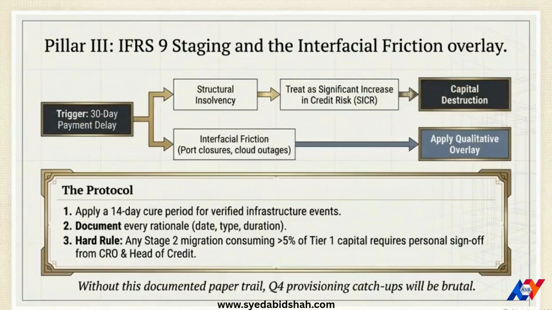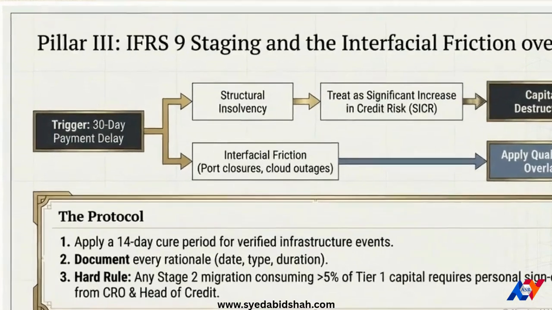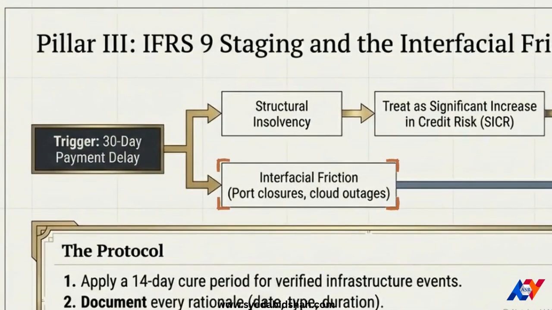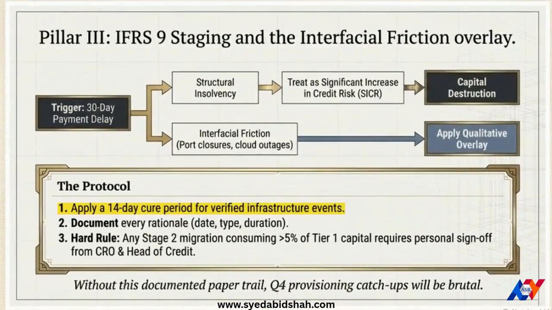Regarding credit risk, this flowchart details IFRS 9 staging overlays to prevent massive capital destruction. You must distinguish structural insolvency from conflict-induced interfacial friction, like port closures. The protocol mandates a 14-day cure period for verified infrastructure events before migrating assets to Stage 2.